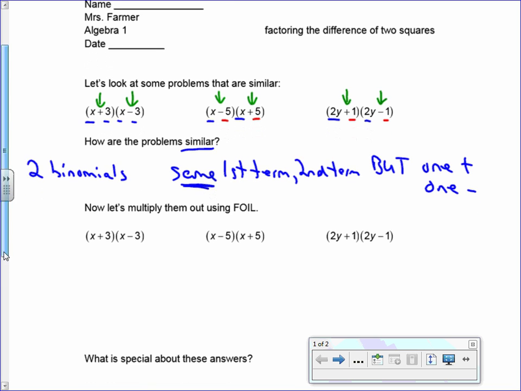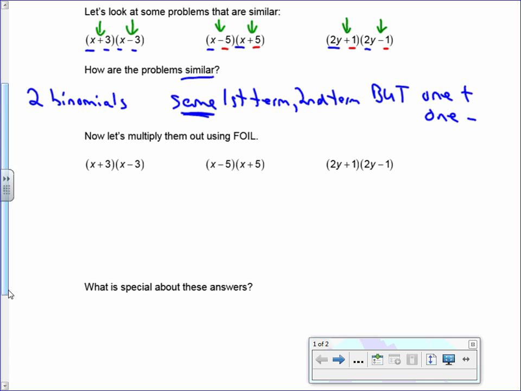So what I want you to do now is to look at what happens when we multiply these out, because something very specific happens for each one of these problems. All right, so we'll do it together. We're going to use FOIL. If you want to use your box method, you can do that as well.